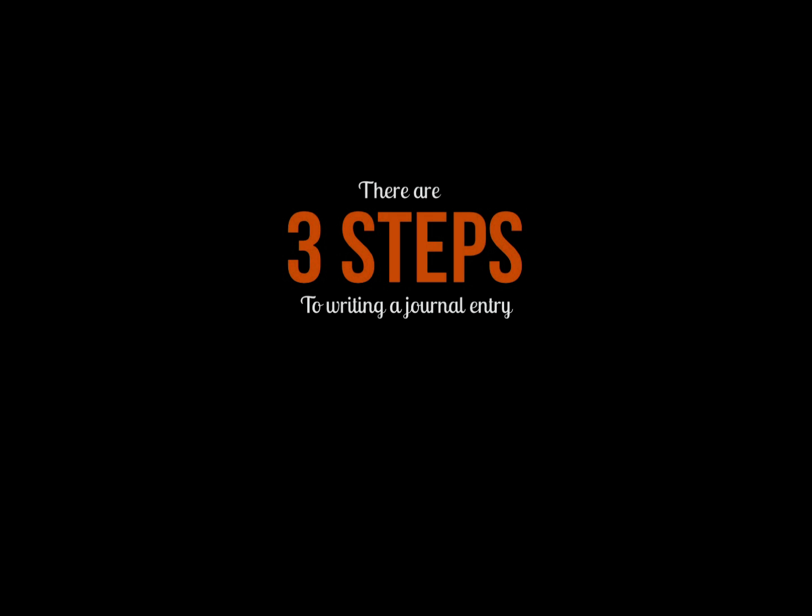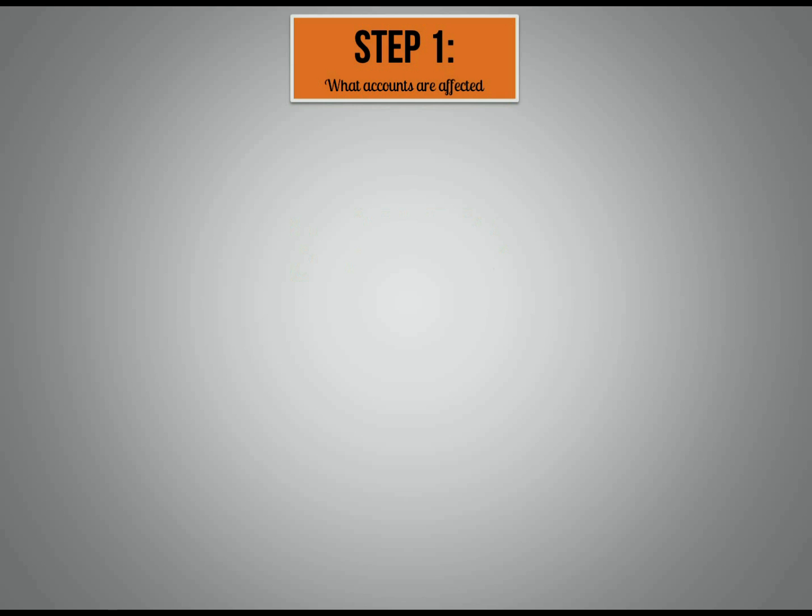There are 3 steps to writing a journal entry. Step 1. What accounts are affected? It is important to identify the affected accounts correctly to ensure reliable and error-free records.